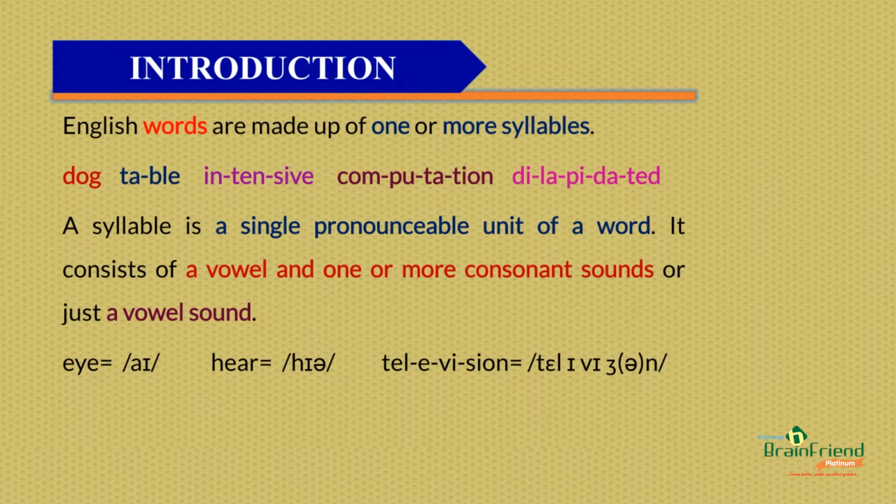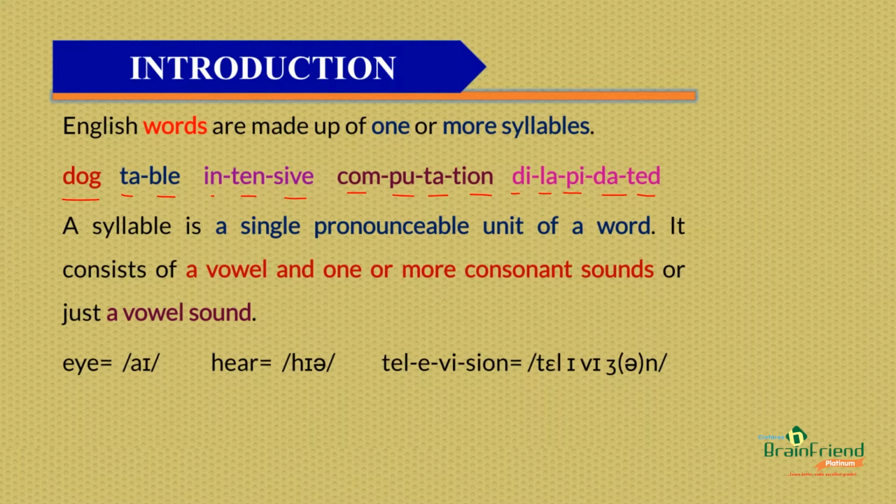It is important to note that English words are divided or made up of 1 or more syllables. For example, we have the word dog, which is made up of just 1 syllable. And then we have table, made up of 2 syllables, ta and bul. Next, we have intensive, made up of 3 syllables. Next, we have computation, made up of 4 syllables. Also, we have dilapidated, made up of 5 syllables.